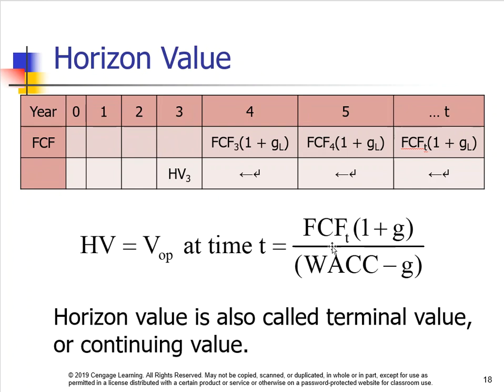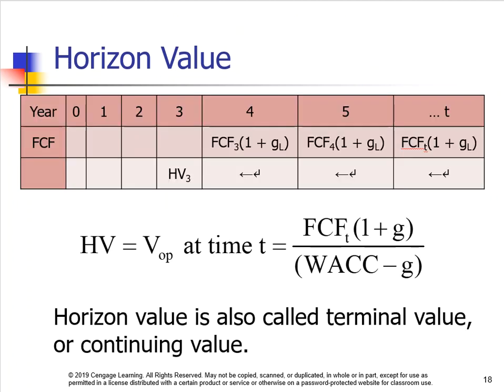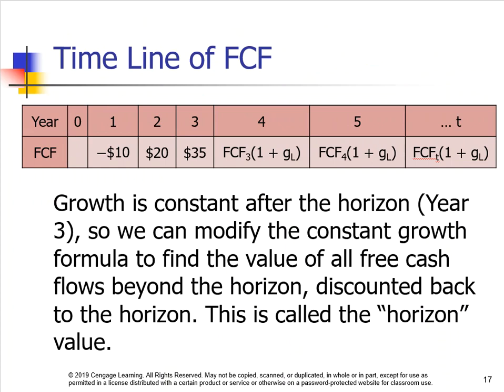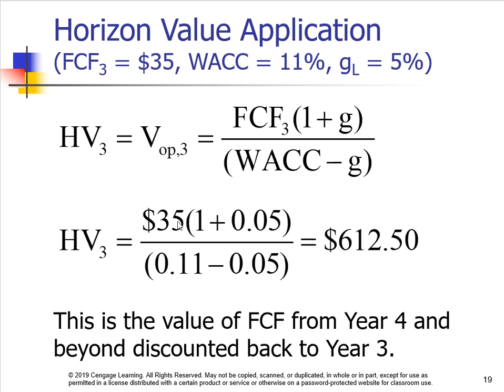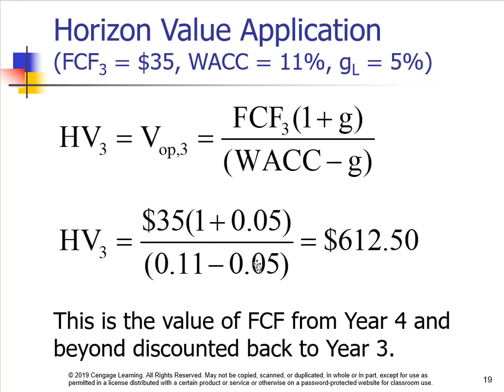Again, we're going to use our shorthand and say, okay, at time 3, I see constant 5% growth in my future. So the value of operations at time 3 is going to be equal to free cash flow 4 divided by WACC minus g. So 35 was cash flow 3. So 35 times 1 plus 5% is cash flow 4, divided by WACC minus g. This gives us 612.50. This is the horizon value at time 3.